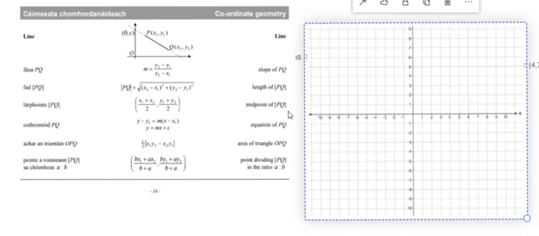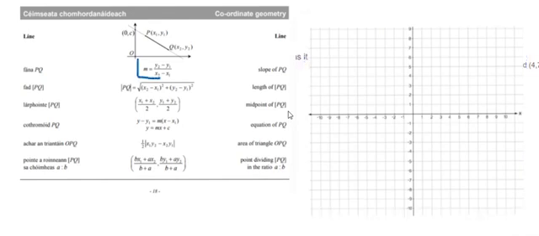Hi you guys, so this video is about how to find the slope of a line. So the first thing I want to show you is that in your log tables there on page 18 you've got a formula for slope. So m equals y2 minus y1 over x2 minus x1.